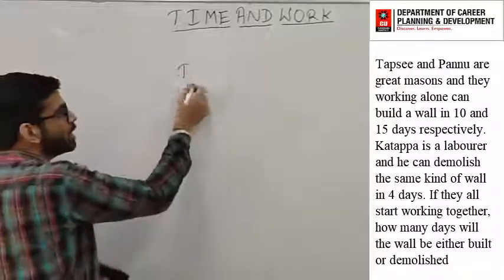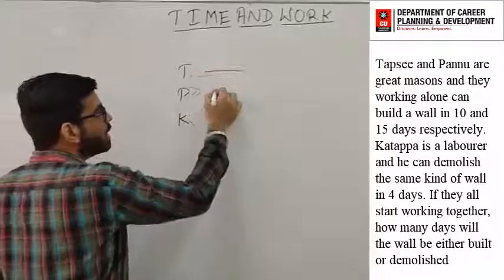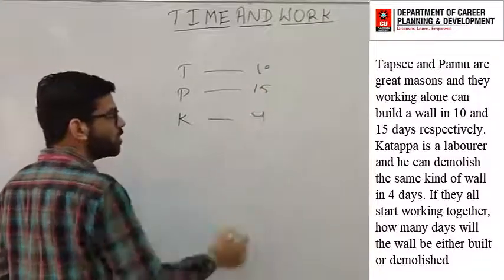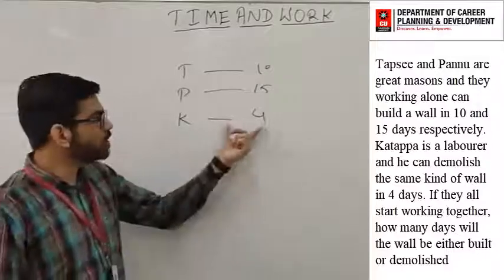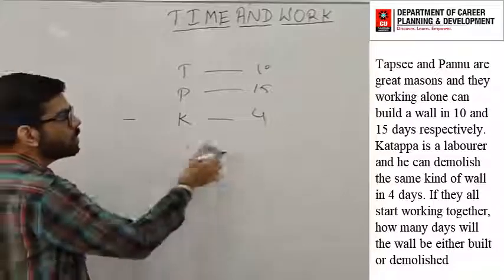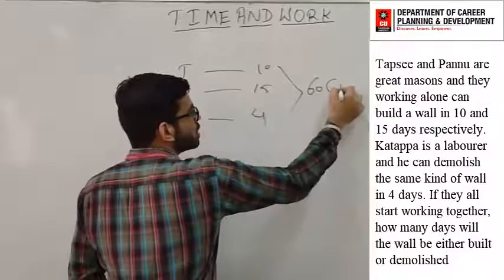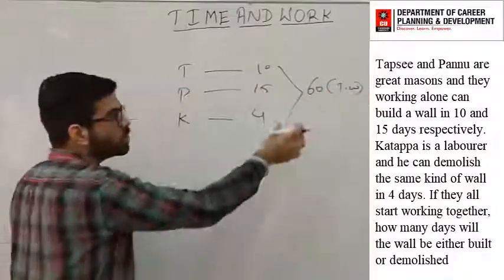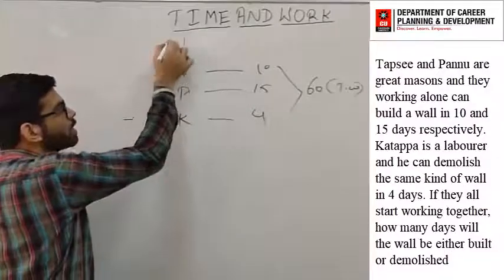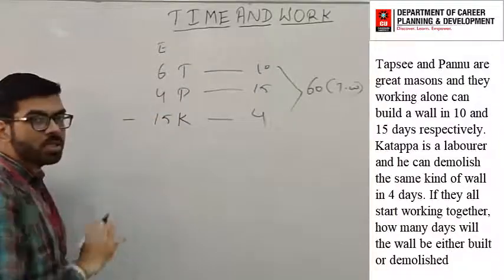The diagram says T is the first person, the next person is P, the next is K. T can complete the job in 10 days, P in 15 days, and K can demolish the work in 4 days. Since K is demolishing the work, we write the negative efficiency for K. So we take the LCM of all these, which comes out to be 60, which is your total work. The efficiency of T comes out to be 6, efficiency of P comes out to be 4, and efficiency of K comes out to be minus 15.